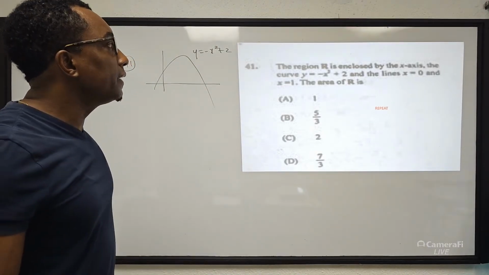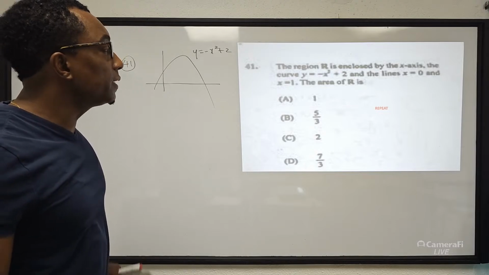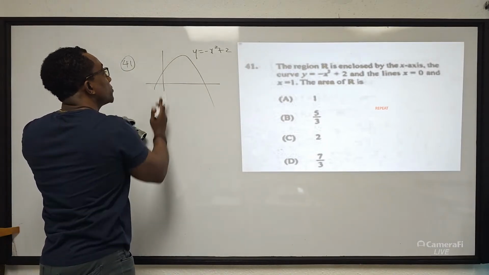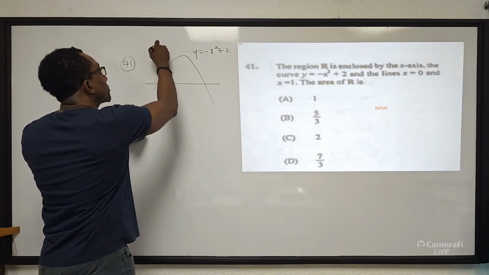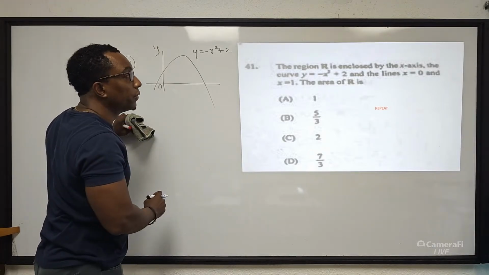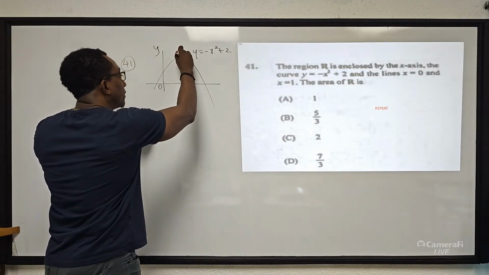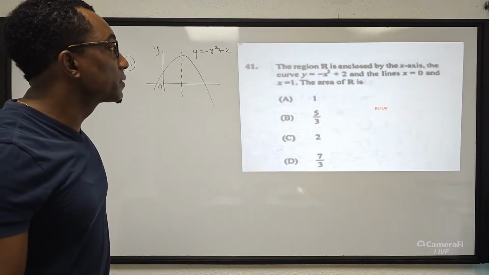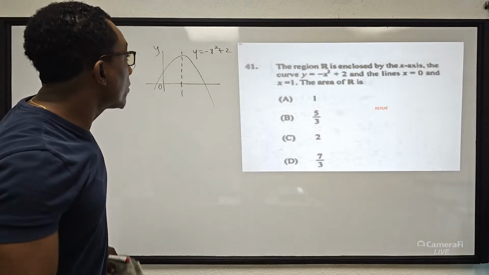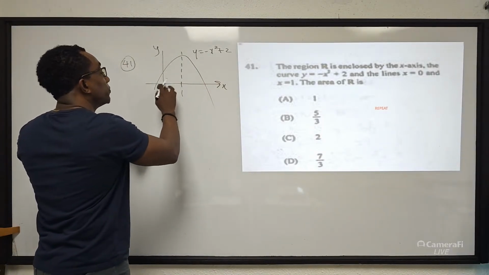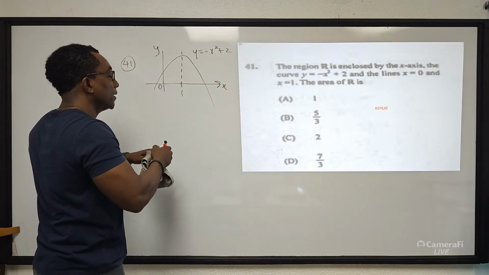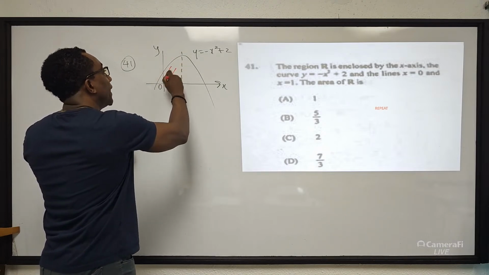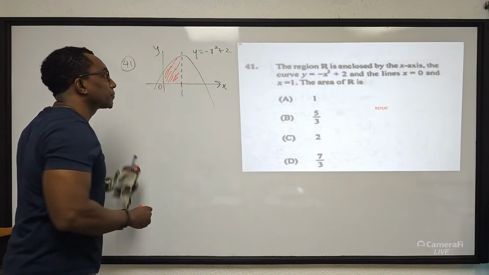They want us to find the area of the region R which exists between the curve y equal to negative x squared plus 2, the line x equal to 0, which is the y-axis, and x equal to 1, that vertical line passing through 1 on the x-axis. Of course I know the x-axis. So we're looking at the region between the curve, the x-axis, and the lines x equal to 0 and x equal to 1.